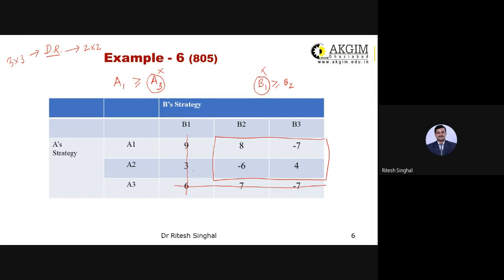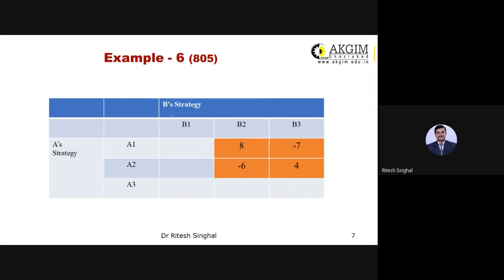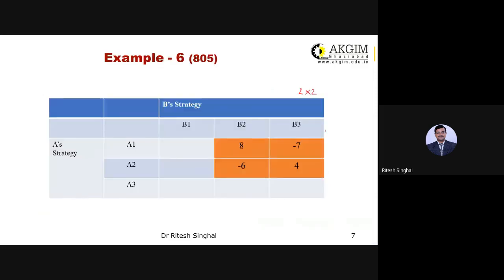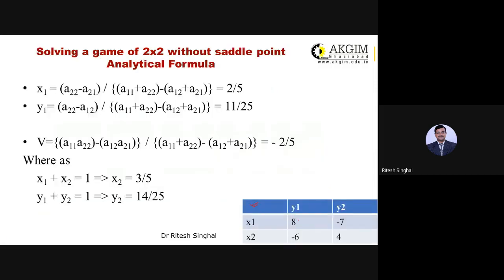So the analytical formula looks like this. This is our final matrix, which looks like this. It is a 2 by 2 matrix, obviously. Now we are going to use the analytical formula here. So friends, this is our matrix which is left here. I think you can compare this matrix with this one. Yes, here it is. So this is the matrix left.